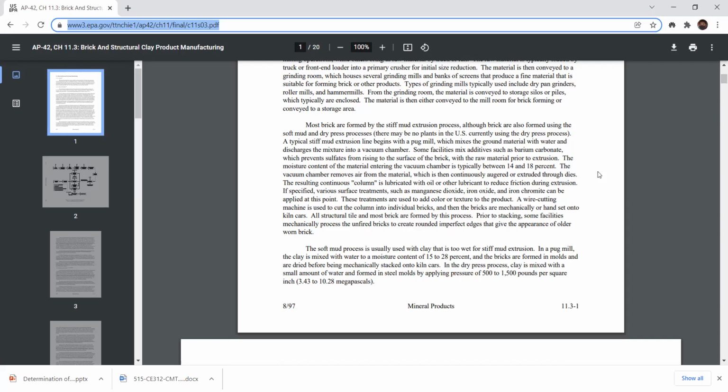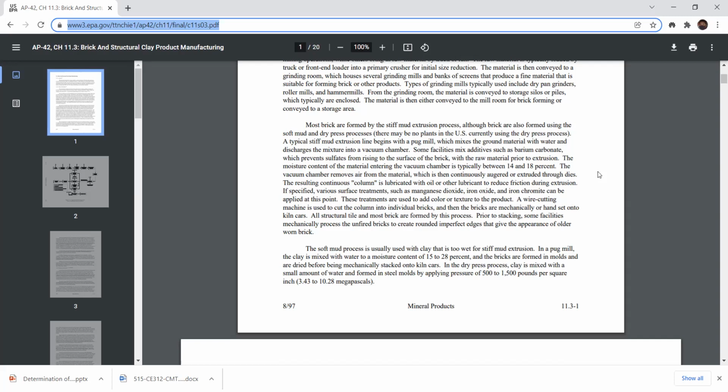The resulting continuous column is lubricated with oil or other lubricant to reduce friction during extrusion. If specified, various surface treatments such as manganese dioxide, iron oxide, and iron chromate can be applied at this point. These treatments are used to add color or texture to the product. A wire cutting machine is used to cut the column into individual bricks, and then the bricks are mechanically or hand set onto kiln cars. All structural tile and most bricks are formed by this process prior to stacking.